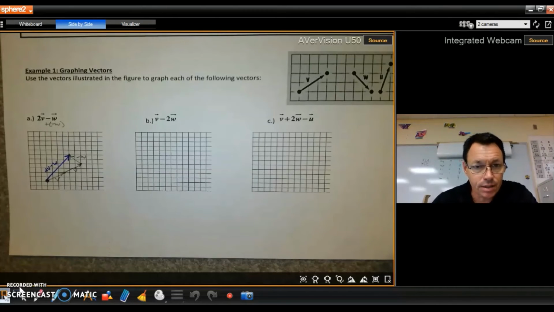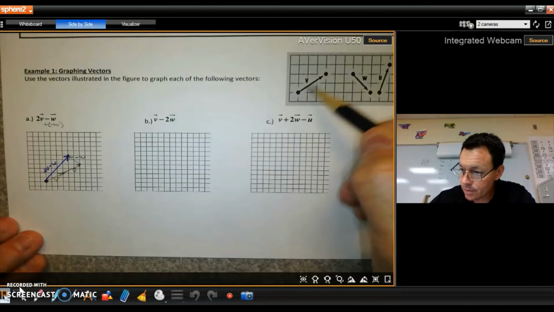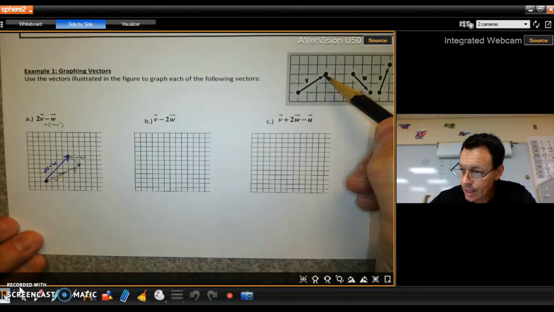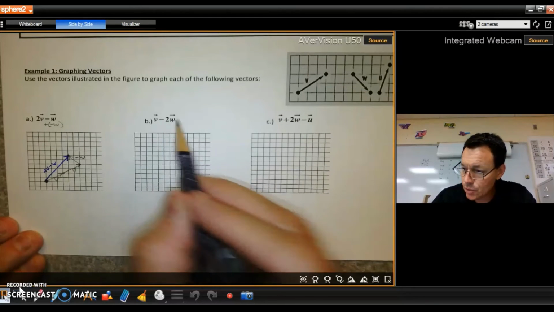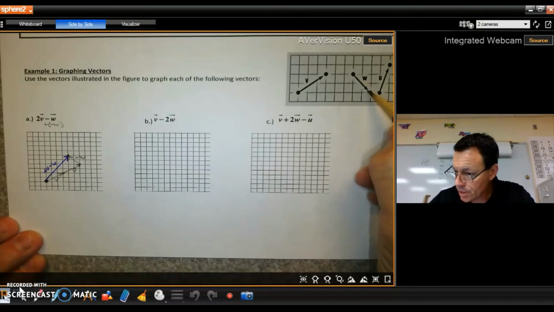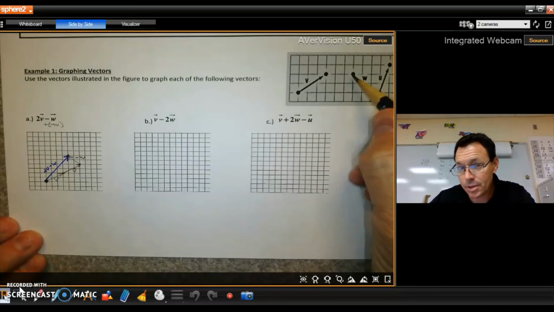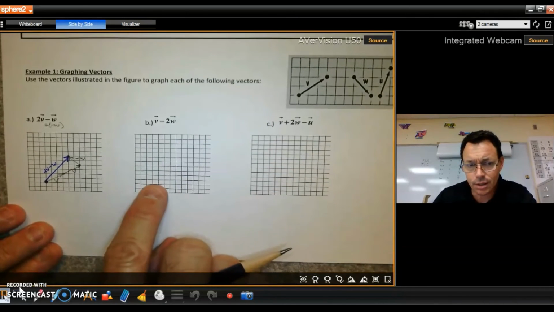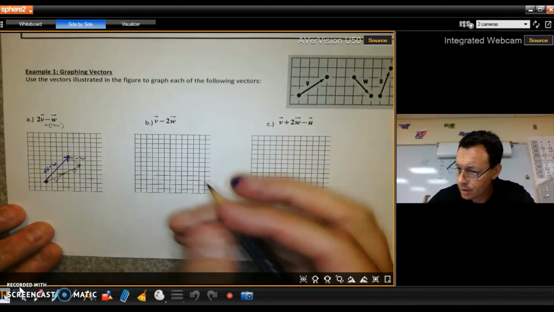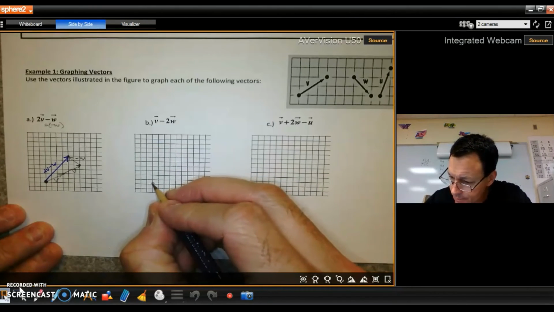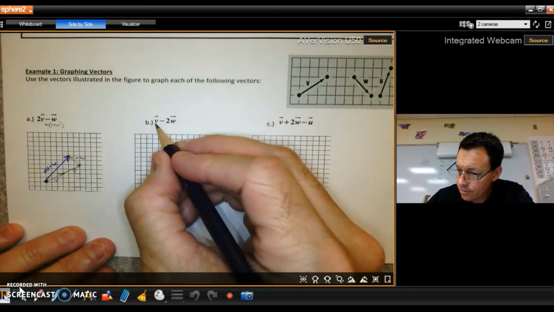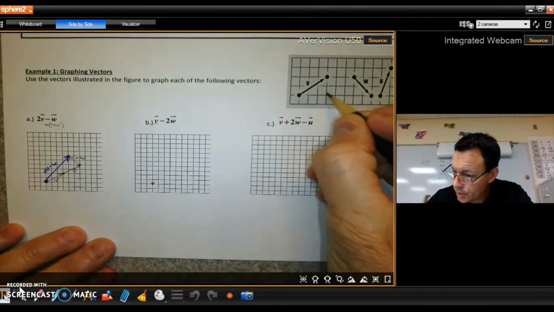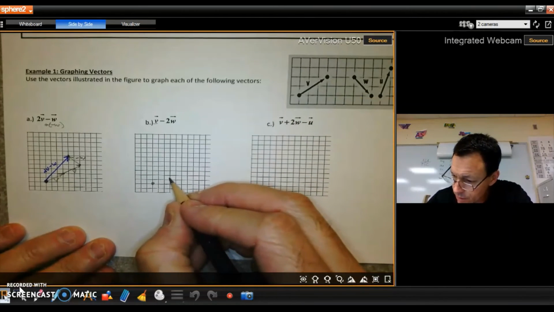I've got v, so I'm starting with v, so I'm going to draw this. I'm going to go up and to the right. And then I'm going to do minus 2w's. So w goes this way, but I'm going to go the other way, and I'm going to do it twice. So I think I'm going to start down here and end up here. So v: 1, 2, 3, up 2.